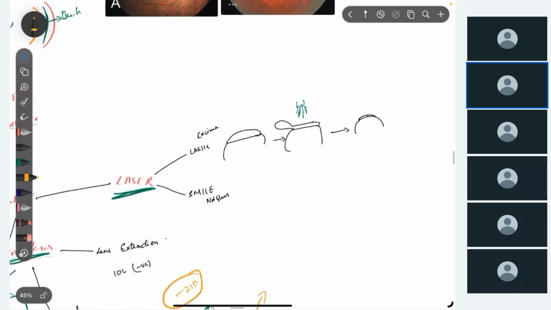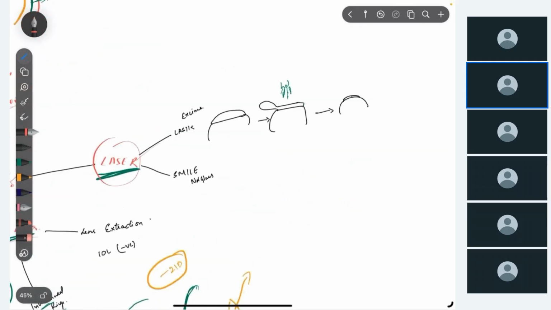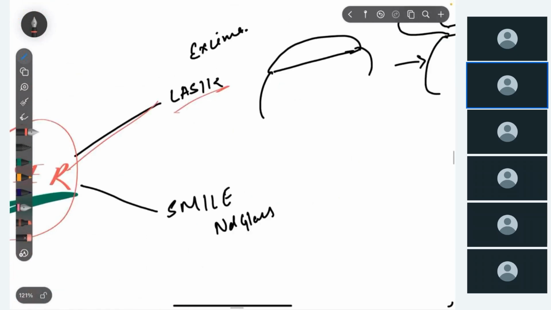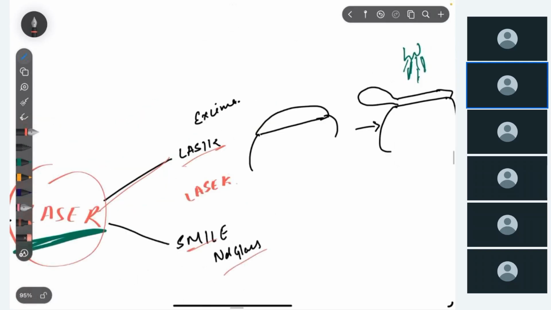The latest techniques which are used are laser techniques. In this, you have LASIK, SMILE, and then LASIK. These are the various laser modalities which are used. LASIK is nothing but you are using laser to correct myopia.